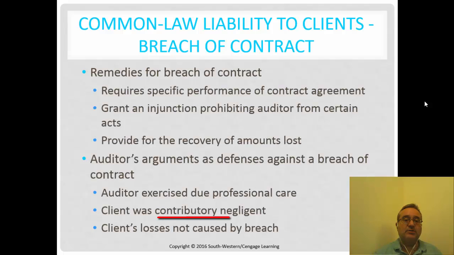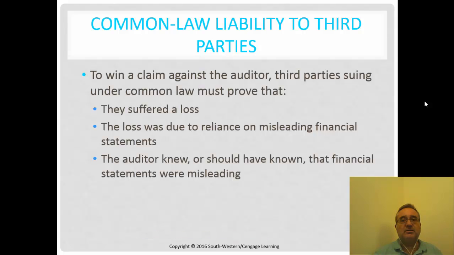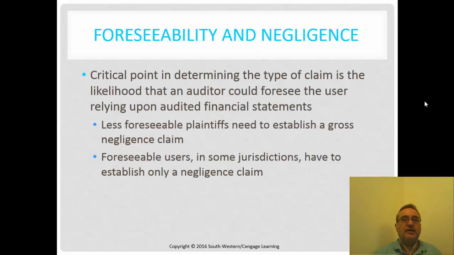The other piece is that the client was contributory in regards to the neglect. He or she, the client, was not providing the appropriate information, or the client's losses were not caused by the breach of contract. To win a claim against the auditor, third parties suing must prove they suffered a loss, the loss was due to reliance on misleading financial statements, and the auditor knew or should have known that the financial statements were misleading. Foreseeability and negligence: the critical point in determining the claim is the likelihood that the auditor could foresee the user relying on audited financial statement information. The less foreseeable plaintiffs need to establish gross neglect. Foreseeable users in some jurisdictions have to establish only a negligent claim.